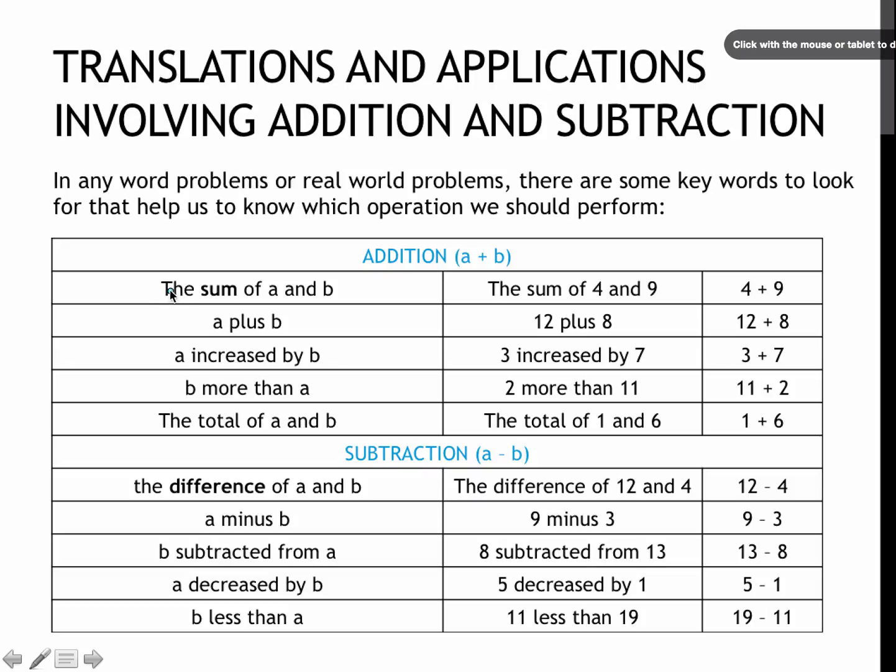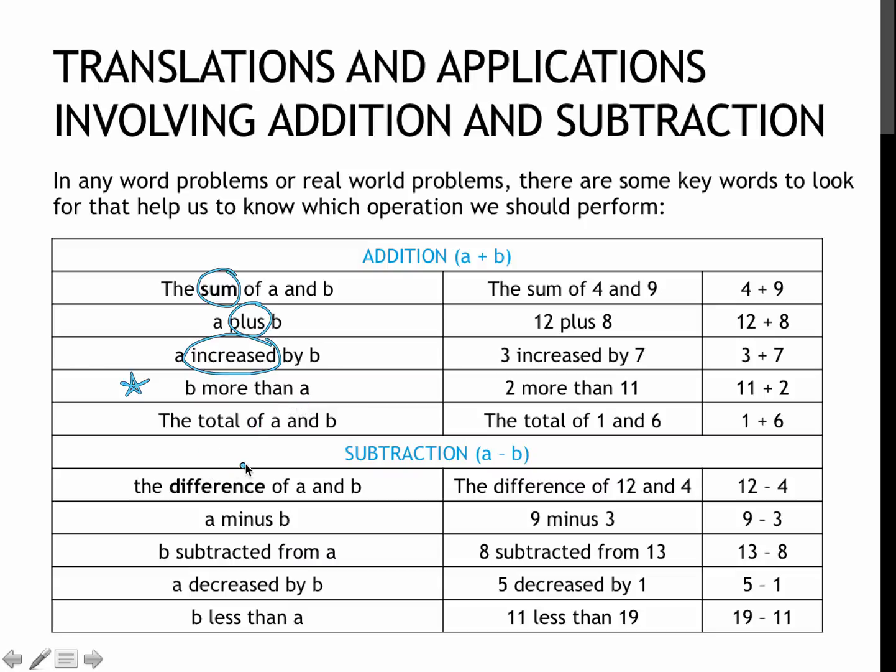So let's take a look at the first one. The sum of A and B, or the sum of, say, 4 and 9, sum tells me to add. Plus also tells me to add, so 12 plus 8, I would simply write 12 and then the addition sign and then 8. If it's increased by something, A increased by B means that a number is being increased by 7, so plus 7. Notice this one, the values are in a different order, so B more than A. 2 more than 11 would be, starting with 11, I'm going to add 2 to that, so 2 more than that. And then the total of A and B, total would again mean addition.